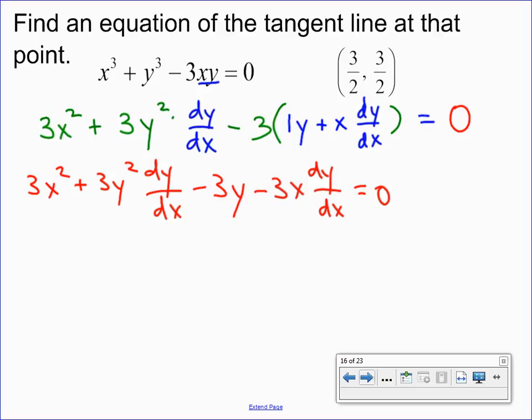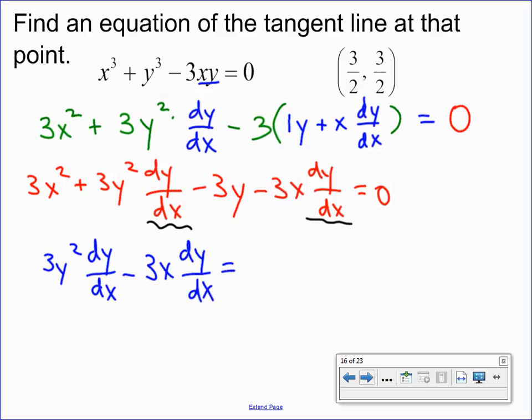What do we want out of this whole mess? So we'll simply add or subtract to get all my terms of dy/dx on one side, everything else on the other. So I'm going to leave this 3y squared dy/dx minus 3x dy/dx. And I'm going to go ahead and add over the y term and subtract over the x squared term. How's that?